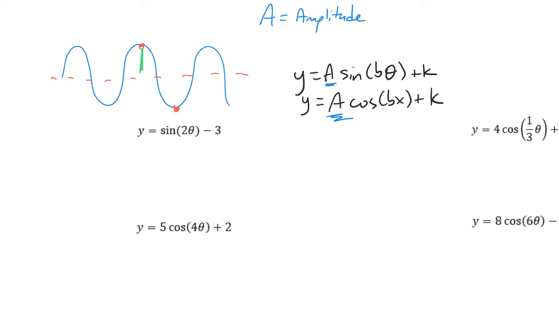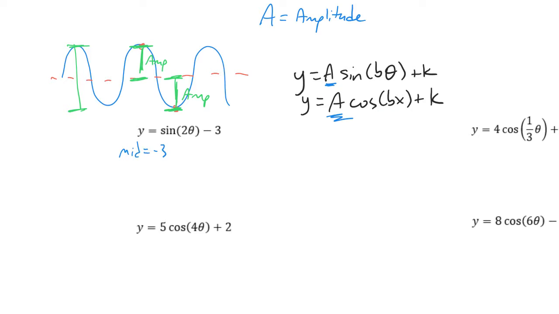The amplitude is always the distance between the midline and either the max or the midline and the min. So if you find the total distance from top to bottom, that is not the amplitude, right? That is twice the amplitude. So when it comes to these equations, what you want to do to find the max or the min is, let's look at this first example here. First, find the midline.